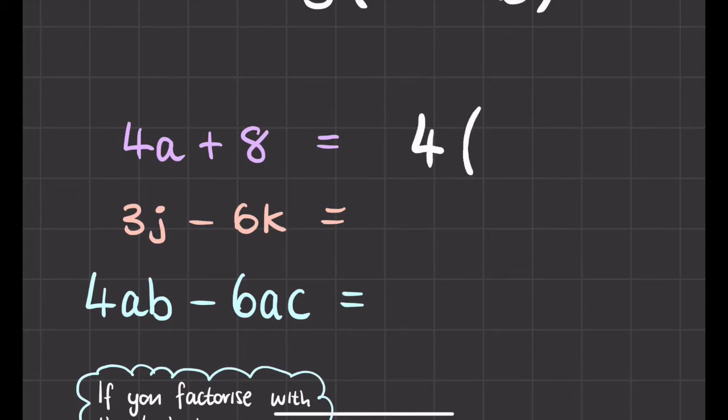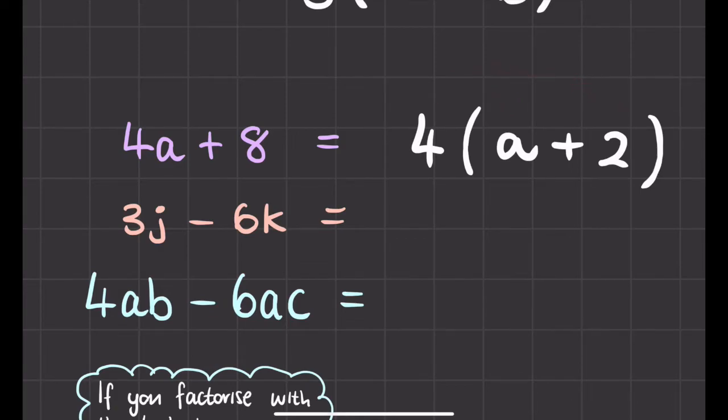Now, what do I multiply 4 by in order to get 4a? I've got 4 groups of a. So in my brackets, I'm going to have an a. How many groups of 4 do I need to make 8? I'm going to need to have 2 groups of 4, or 4 groups of 2. So I'm going to add on 2 and close my brackets. And so we can check that actually. Remember, we can expand brackets. 4 times a plus 4 times 2. So we'll have our 4a plus our 8.